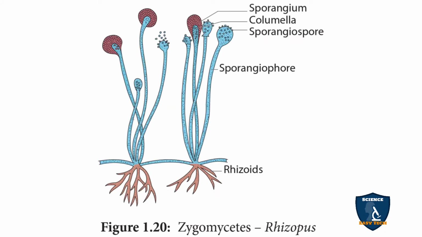So this is a picture of Rhizopus. This is the sporangium, and the stalk of the sporangium is called sporangiophore. This portion is called columella. And this bag-like structure is called sporangium, where the spores are kept inside until maturity. After maturity, the spores will be liberated like this. So these are the characteristics of Zygomycetes.